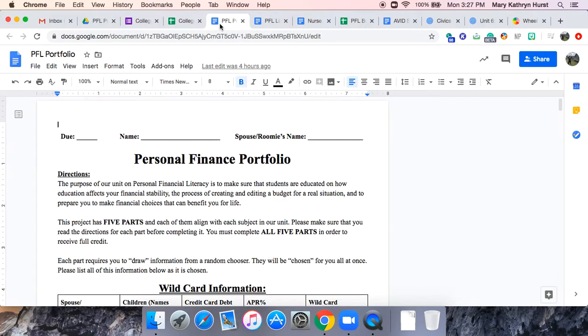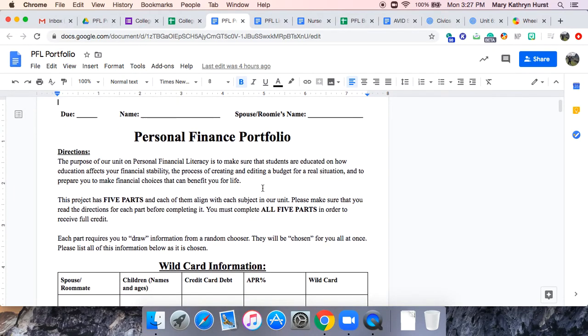All right, so let's move it along to our PFL portfolio. So our actual project, we have to start from the beginning. So once we figure out our college application and we know whether or not we have been accepted to college, then we start to pull up our links or our tabs.